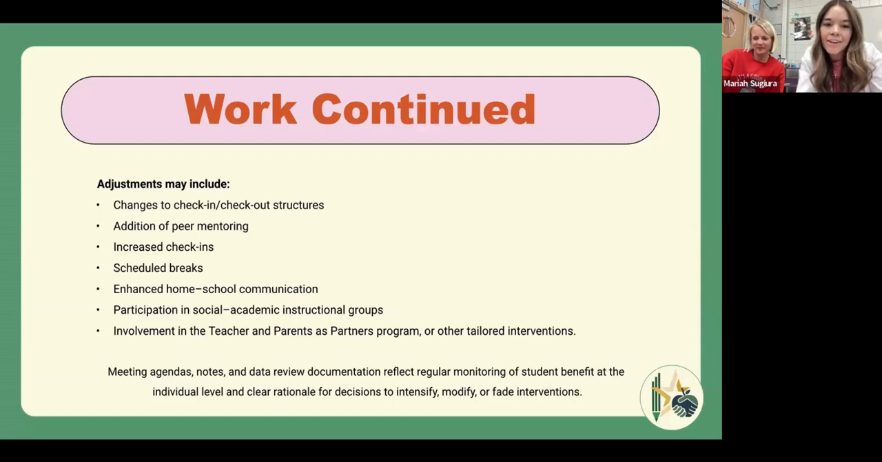So we're not really going to go through this slide, but just some adjustments that could be made are listed here. Just like we said above, if there's any modification that needs to be done, these are just some of the options we process through at our monthly meetings for each student, not collectively as a whole.